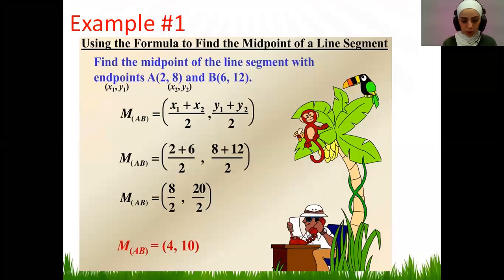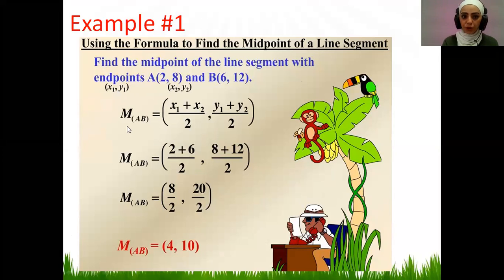This is an example. If you want to use the formula, or the rule, to find the midpoint of a line segment, here you have 2 points. Point A with the coordinates 2, 8. 2 is x1, 8 is y1. And the other point B is 6, 12. 6 is x2, 12 is y2.